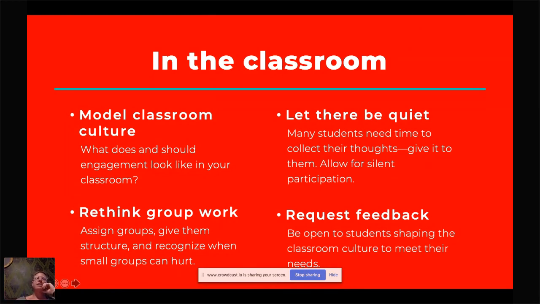Next, let there be quiet in the classroom. So I've talked quite a bit about identity-based issues, but also people learn really differently. So when we ask questions of a class, it's often hard to sit with the silence. Anything more than about 3 seconds, and I start to get really uncomfortable. But remember that a lot of students need time to collect their thoughts, and part of the inclusive classroom is giving them that time. So some strategies for this is to give them 2 minutes to write.